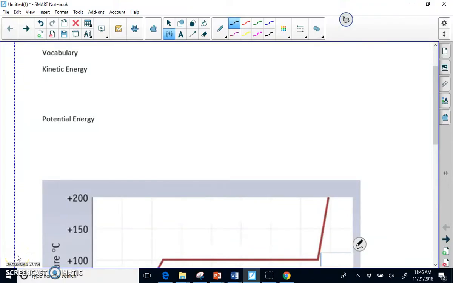Welcome to the lesson on heating and cooling curves. Before we begin with the heating curve, we're actually only going to do heating curves. The cooling curves are just the reverse. So we need to define two words that we're going to be using.